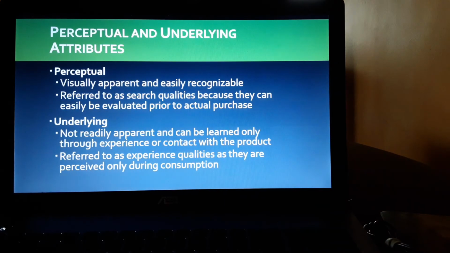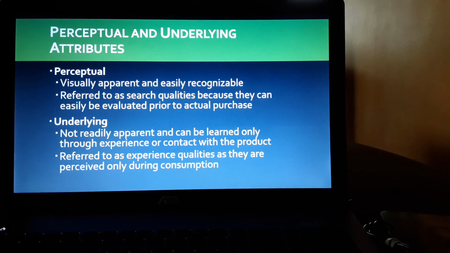Okay, perceptual and underlying attributes. So there's perceptual attributes, things that we see as easily recognizable. We can interpret quickly. They're something that's very apparent about someone, and from that we make these conclusions. So they're just top of mind things we understand about the product. Then the underlying are not necessarily things that are super evident, but we only gain that experience through actually using the product or actually having the product.